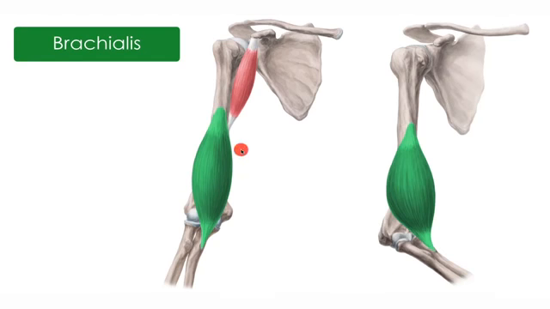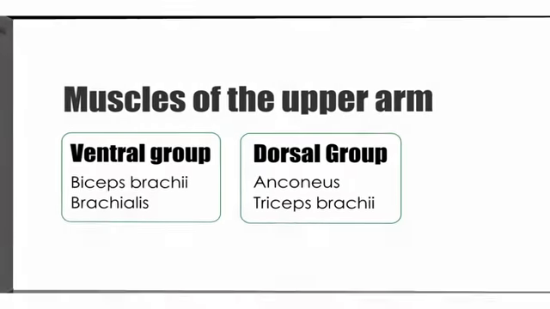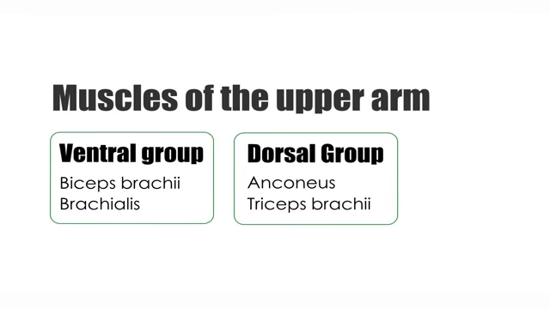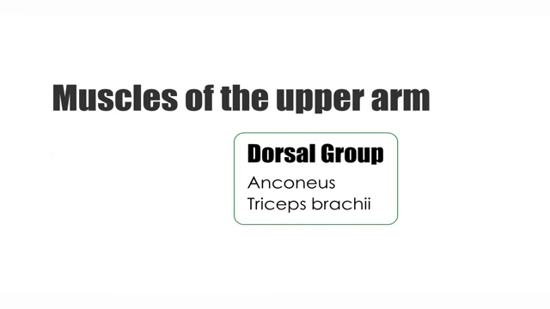Now, the brachialis originates right here at this point that you can see, from the distal half of the anterior portion of the humerus and also the medial and lateral intermuscular septum. It goes all the way to insert right at this point here on the ulnar tuberosity. Now, taking a second look at the list of the muscles of the upper arm, we just concluded the ventral group and are going to move on to the dorsal group.